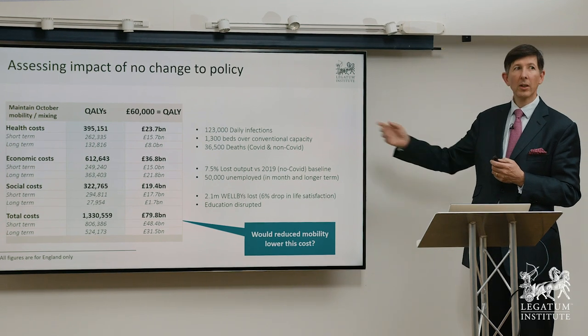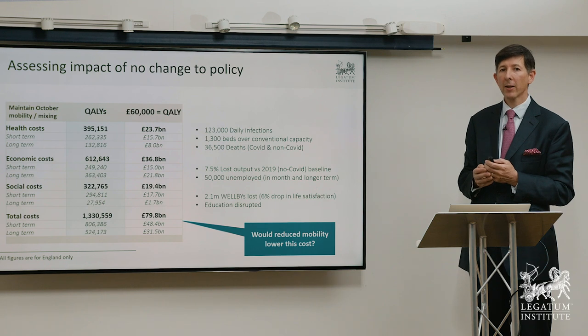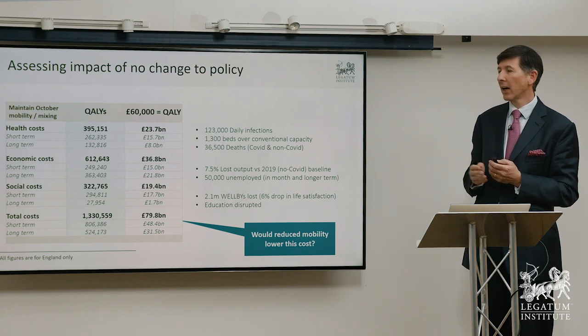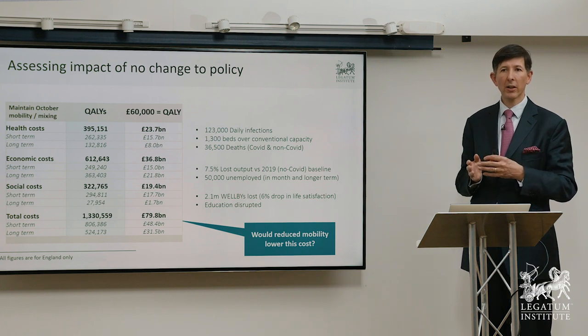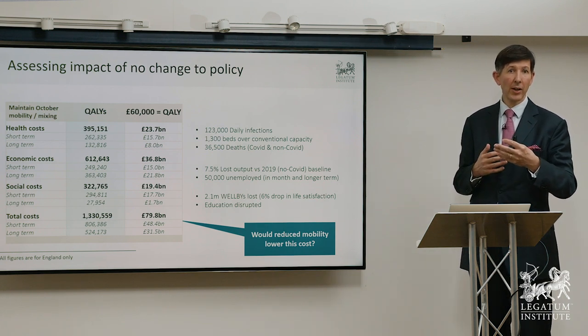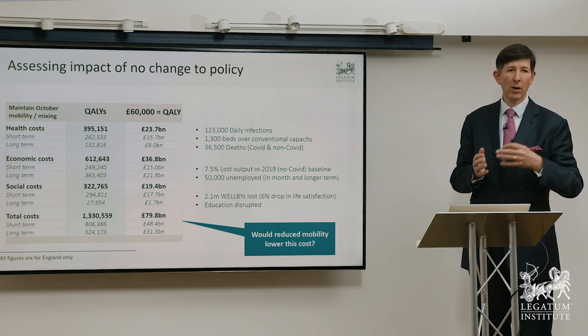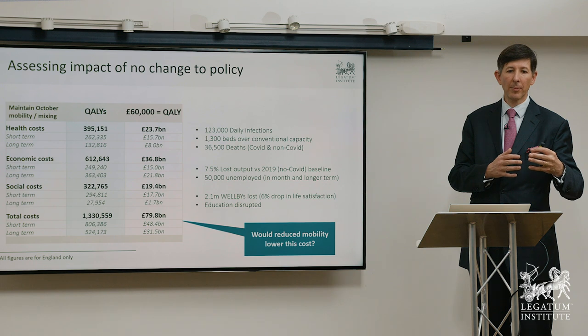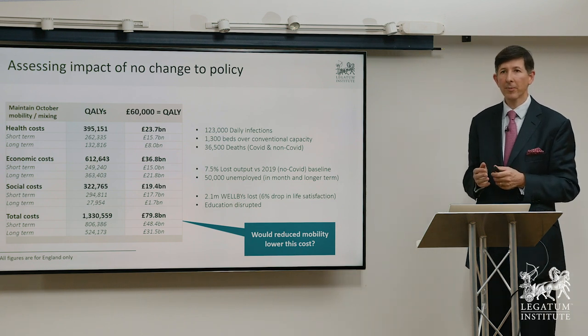This would lead to some overcapacity, 1,300 beds beyond what the capacity of the NHS would normally have, and 36,500 deaths. These are our estimates using the knock-on consequence of the infection plus Department of Health and Social Care analysis of the other indirect effects of COVID, both from the recession side of the equation, but also from the knock-on consequences of capacity constraints in the NHS.